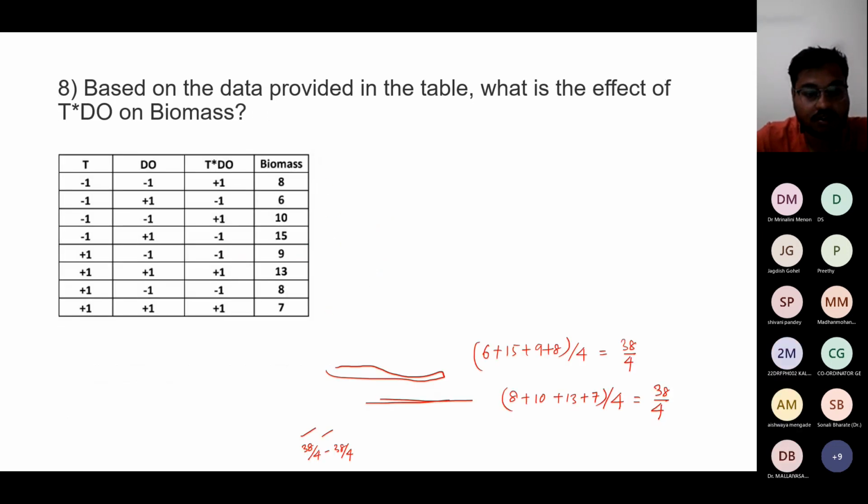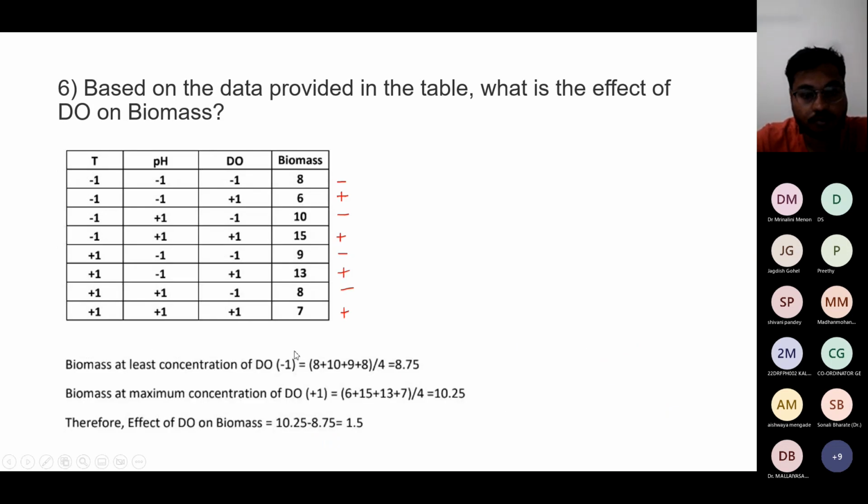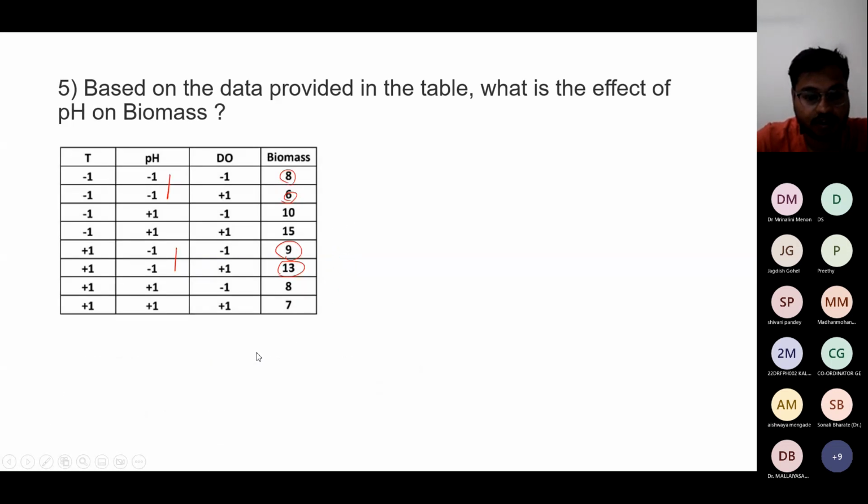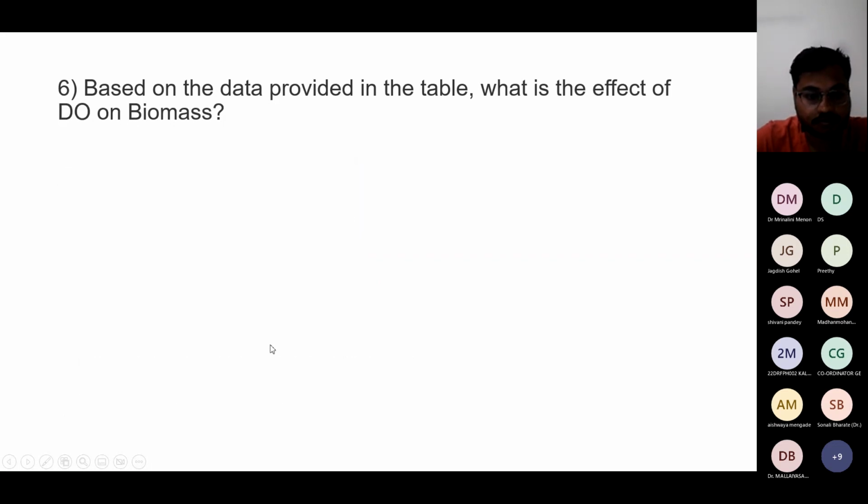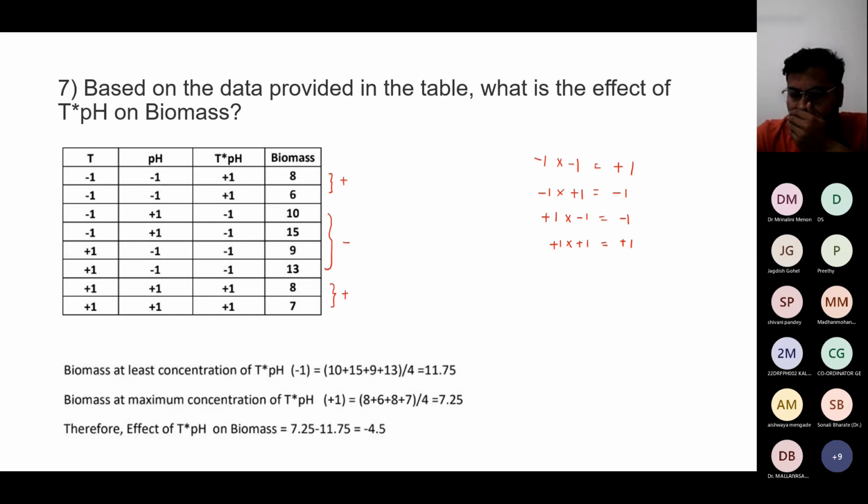So for individual factors, we calculated this. From this, we can say dissolved oxygen has a positive effect on biomass, and pH has a positive effect, and temperature has a negative effect. If the effect is negative, suppose the temperature effect is negative, so what do we say? It has an inverse effect, meaning by the increase in the temperature the biomass decreases, or the vice versa? So if it's a negative relationship, then as temperature increases, the biomass should decrease. Inverse effect, inverse relationship.